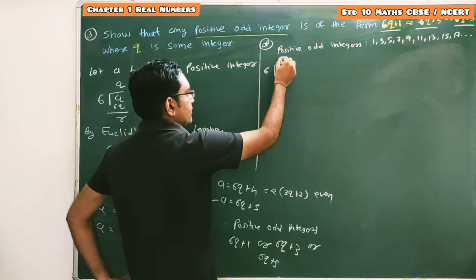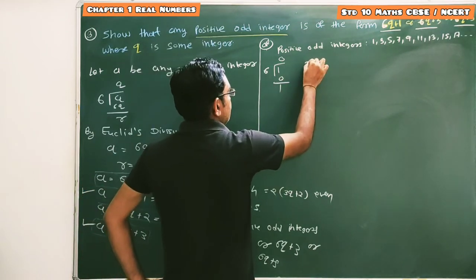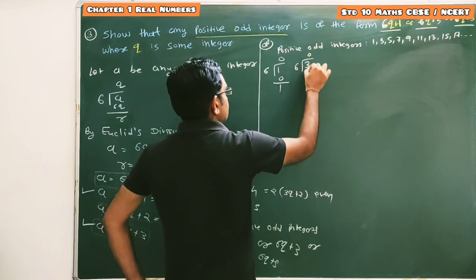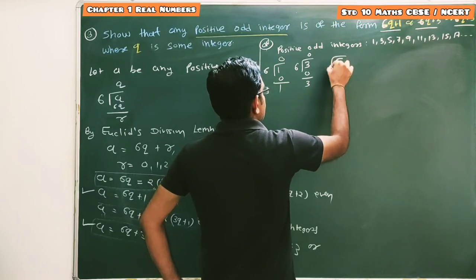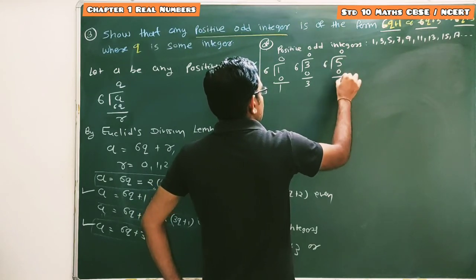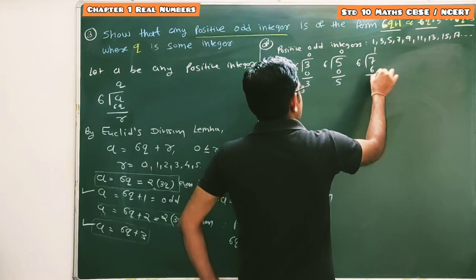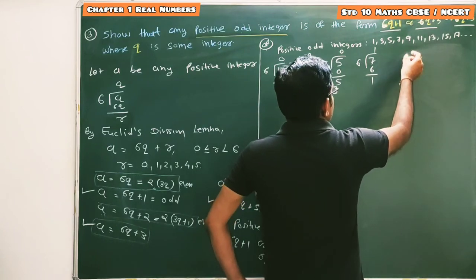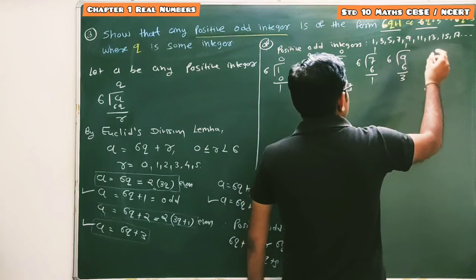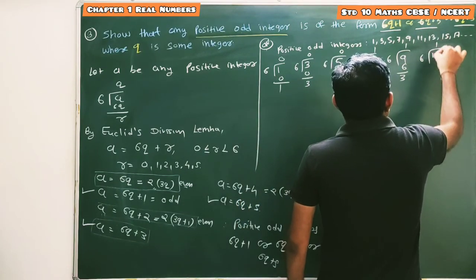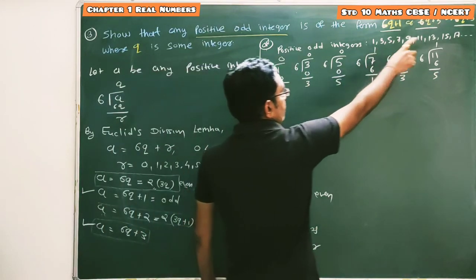1 cannot be divided by 6, so the quotient is 0. So here the remainder is 1. Then we take 3. 3 cannot be divided by 6, so the quotient is 0. Remainder is 3. Then we will divide 5 by 6. Cannot be divided, so the remainder is 5. Then we divide 7 by 6. 6 1s are 6. Remainder is 1. Then we divide 9 by 6. 6 1s are 6. Remainder is 3. Then 11. 6 1s are 6. Remainder is 5. See, the remainders 1, 3, 5, 1, 3, 5 keep continuing.